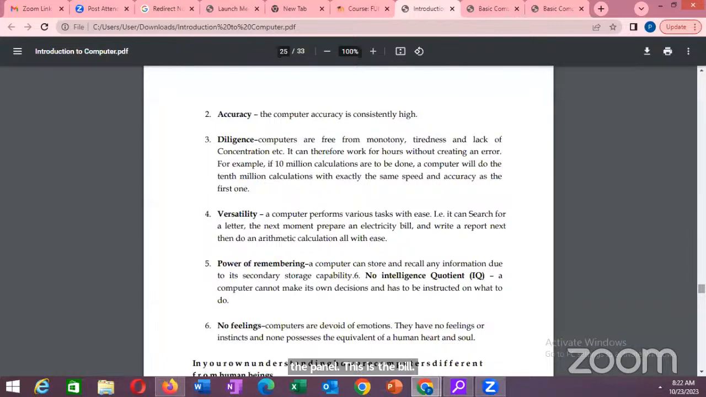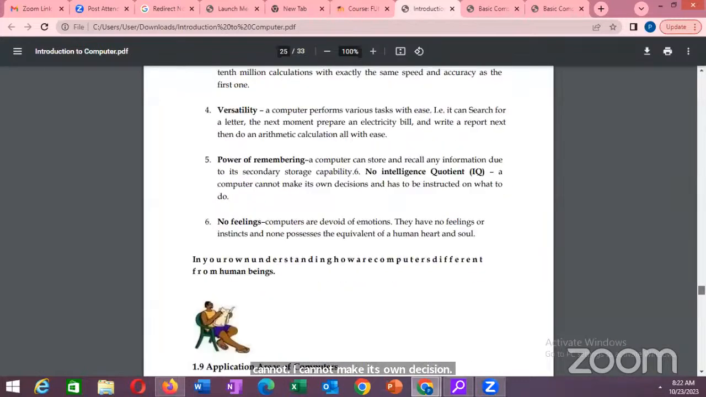Then power of remembering is another thing. Then the computer has no intelligence quotient, so a computer cannot make its own decision. Then no feelings. Computers are devoid of emotions. They have no feelings or instincts.